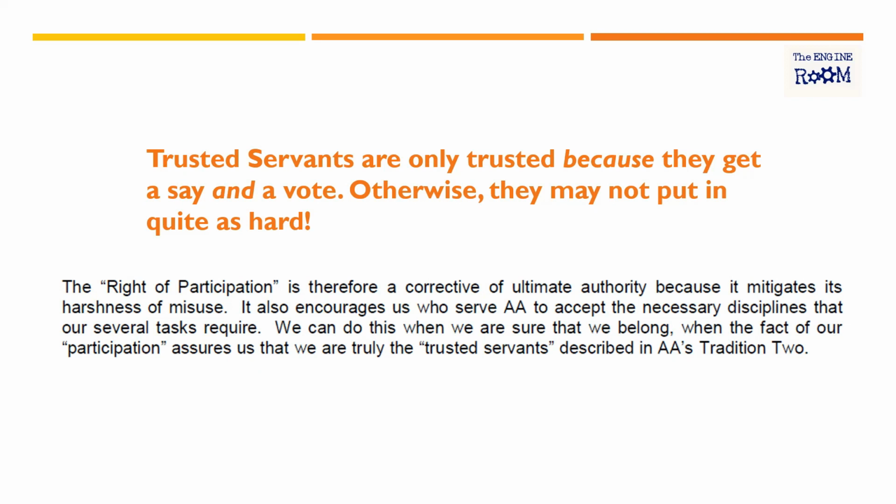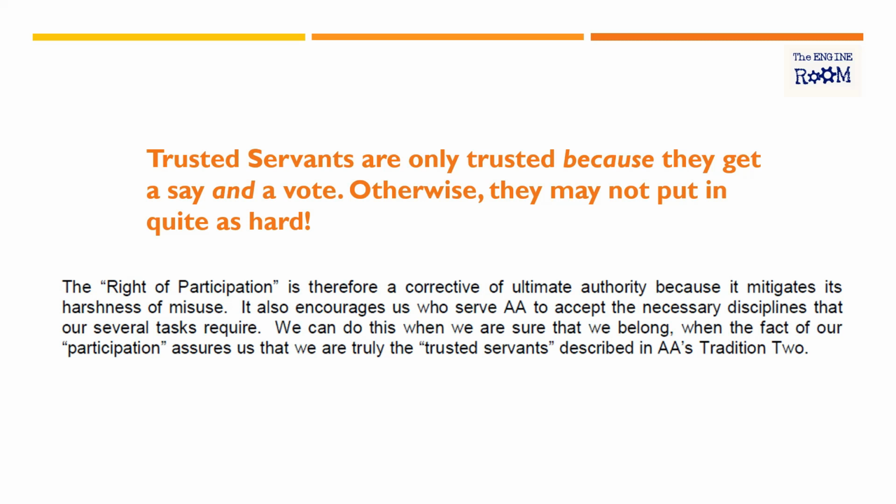So, trusted servants are only trusted because they get a say and a vote. Otherwise, they may not put in quite as hard. Here's another reason. The right of participation is therefore a corrective of ultimate authority because it mitigates its harshness of misuse. It also encourages us who serve AA to accept the necessary disciplines that our service tasks require. We can do this when we are sure that we belong, when the fact of our participation assures us that we are truly the trusted servants described in AA's tradition too.